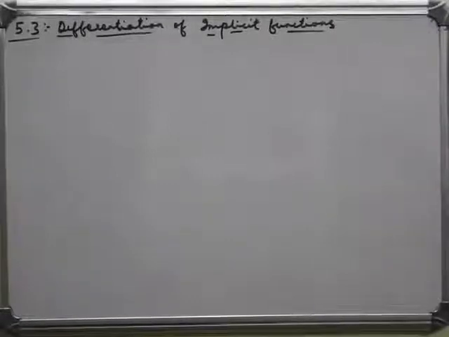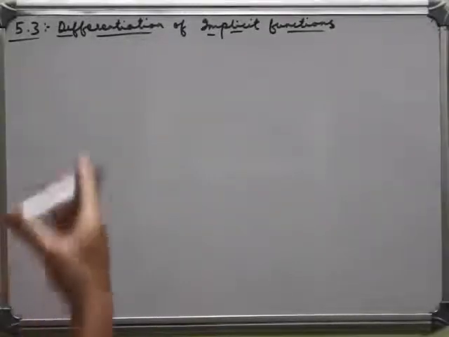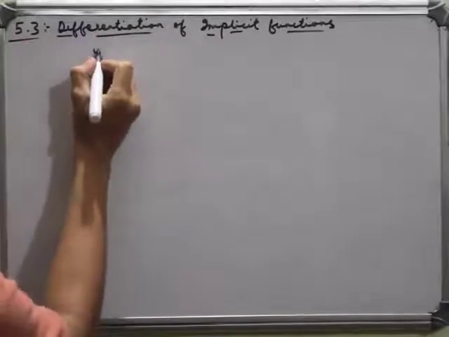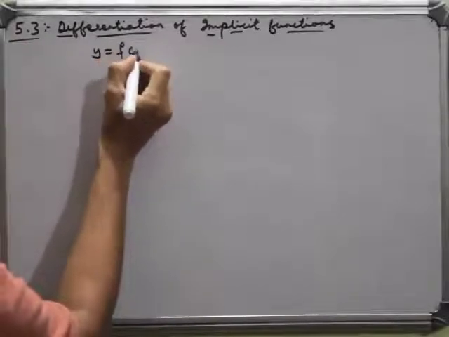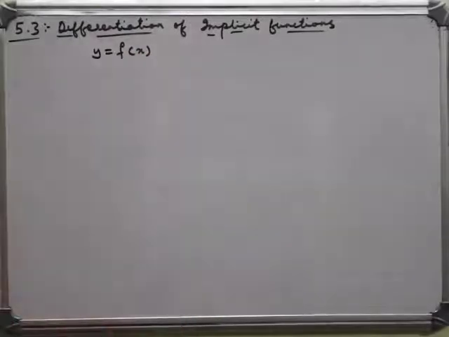Okay. In this case you need to understand the concept of implicit functions. I'll write a function. So here it is. If I write y is equal to f of x, till now we have been differentiating functions like this. Y is equal to f of x, that is y is a function of x. So these types of functions are called explicit functions. Here y is explicitly defined as a function of x.